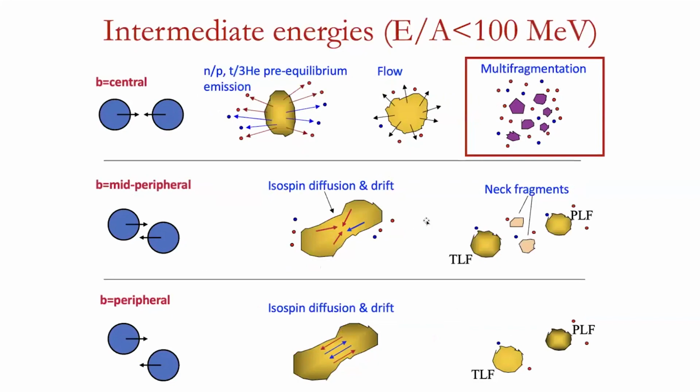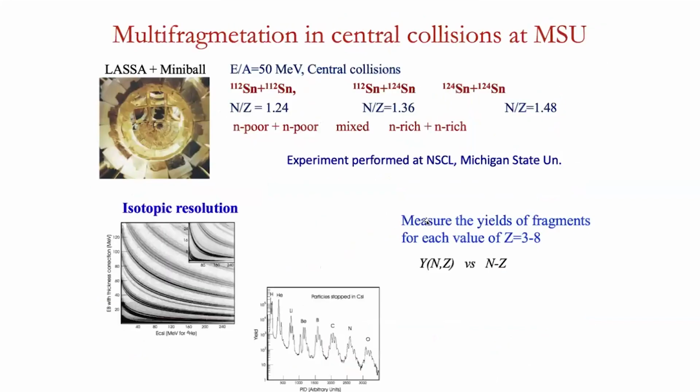So if we focus on this part, where the system breaks up into many fragments, one of the first experiments in this direction was done at MSU, studying central collisions between Sn-112 on Sn-112 and Sn-124 on Sn-124. You change the N over Z, hoping to see some effects of this isospin asymmetry on the dynamics. You keep conditions the same in terms of beam energy, and you try to see if your results depend on the N over Z of the system and draw conclusions about the symmetry energy.